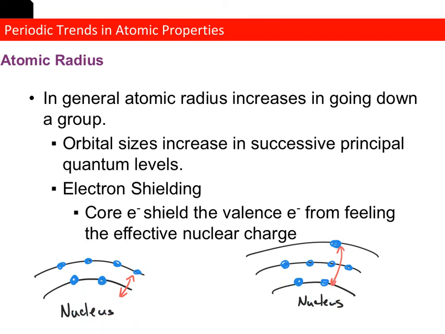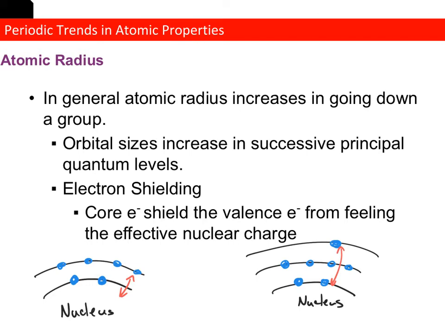But as you increase energy levels, you get more shielding, and that basically soaks up the effective nuclear charge, or the attraction to the nucleus. And as a result, the valence shell gets further and further from the nucleus. So shielding, electron shielding, causes an increase in atomic radius as you go down a column.